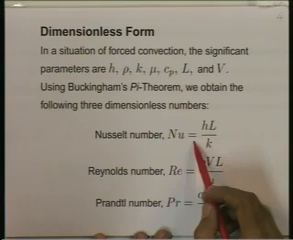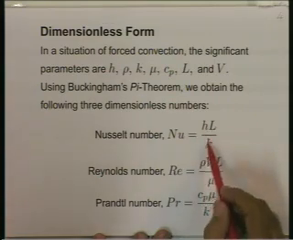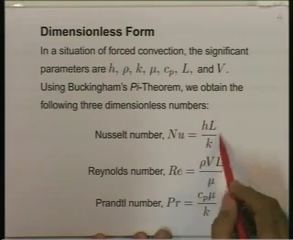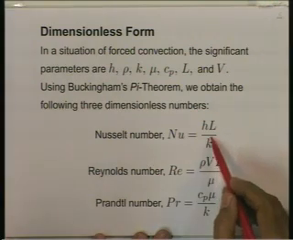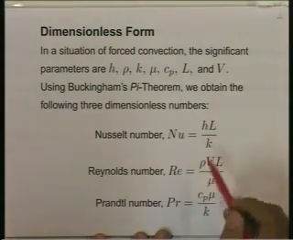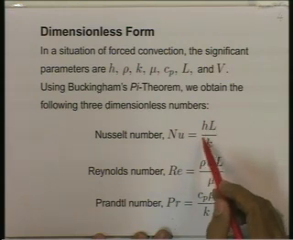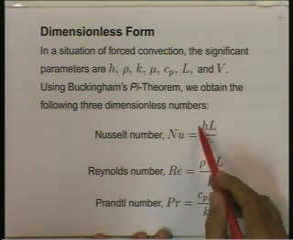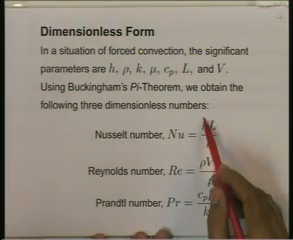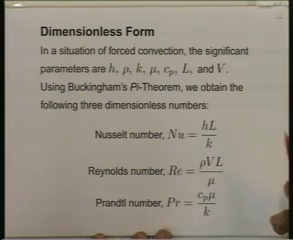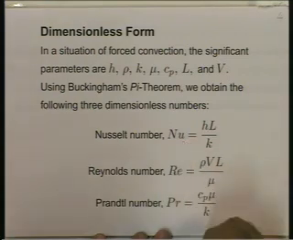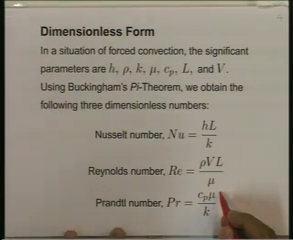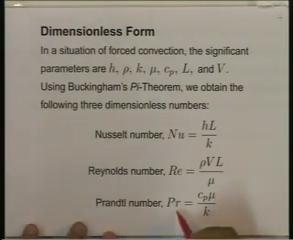The Nusselt number hL by k, similar to the Biot number, but remember, in the Biot number we have the conductivity of the solid, here we have the conductivity of the fluid. This Nusselt number is a dimensionless version of the heat transfer coefficient. So any heat transfer coefficient information or data is finally converted into dimensionless form in the form of the Nusselt number. The third dimensionless number, the second number specific to convective heat transfer, is the Prandtl number.